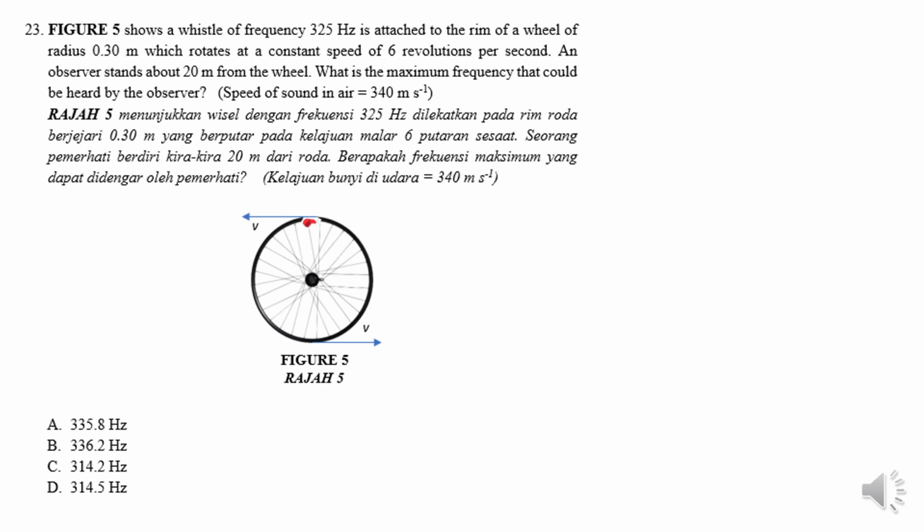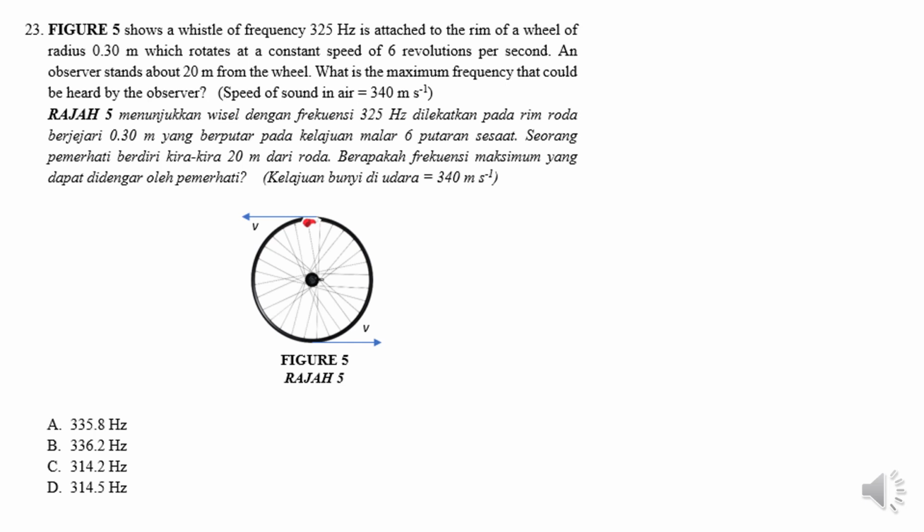Let's check it out. This is question number 23. First, we have to read the question carefully and write down the information that we can get from the question. Figure 5 shows a whistle of frequency 325 Hz attached to the rim of a wheel of radius 0.30 meter, which rotates at a constant speed of 6 revolutions per second. An observer stands about 20 meters from the wheel. What is the maximum frequency that could be heard by the observer, given the speed of sound in air is 340 meters per second?